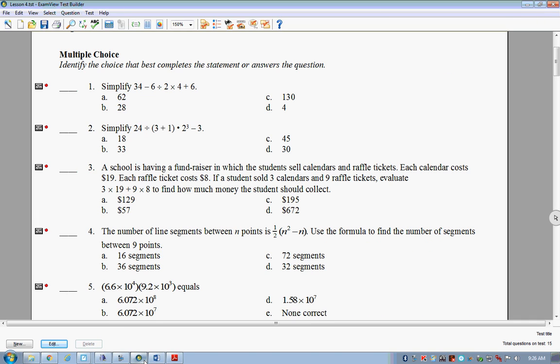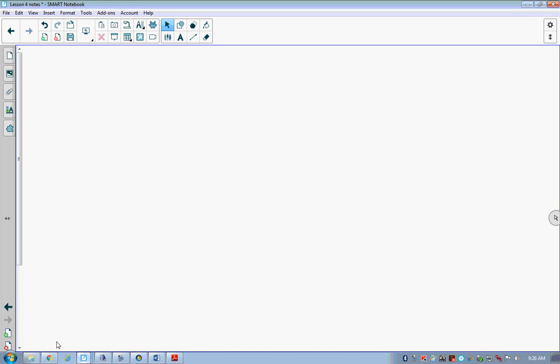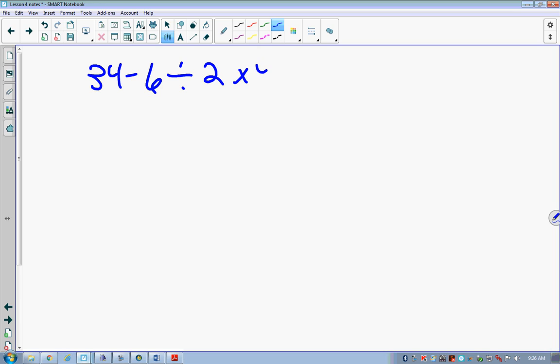Now you'll see some of this stuff, like down to question number 5, is going to get into scientific notation. But this first one, 34 minus 6 divided by 2. Does everybody have this sheet that they can look at? What I want you to do is pull that up. I am going to keep this sheet, and let's work out these questions, but I'm going to work them out up here, so it's a little bit bigger. Let's see, we got 34 minus 6 divided by 2 times 4 plus 6.